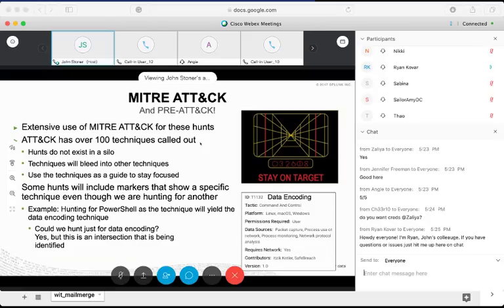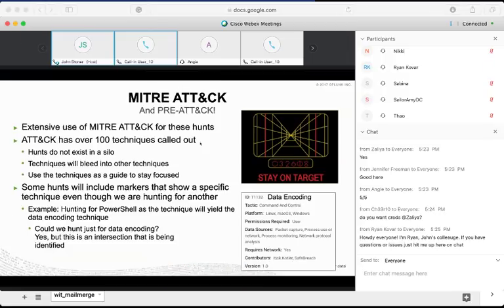I look at those as being junction points. As an example here, PowerShell is a technique that's going to yield data encoding techniques. Could we just hunt for data encoding? Absolutely. But in this case, we were looking for PowerShell and we found data encoding. So there's an intersection between the two to help build out our bigger threat picture.